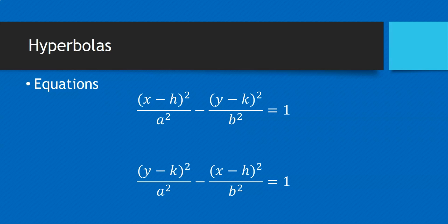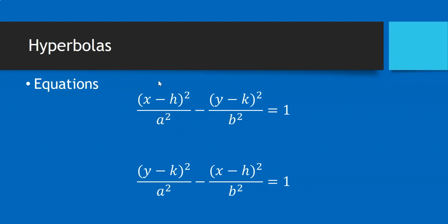The standard equations are either (x minus h) quantity squared divided by a squared minus (y minus k) squared divided by b squared equals 1, or we switch and say (y minus k) squared over a squared minus (x minus h) squared over b squared equals 1. So I'm going to often be referring to the positive component and the negative component.